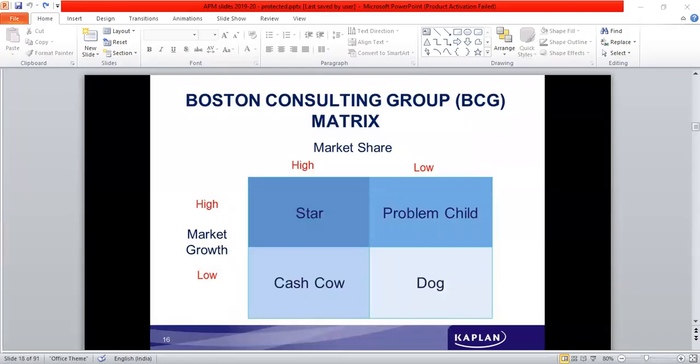So let's do one case study. Yesterday we did one case study on benchmarking. Now we'll do one case study on the BCG matrix, from the examination kit.